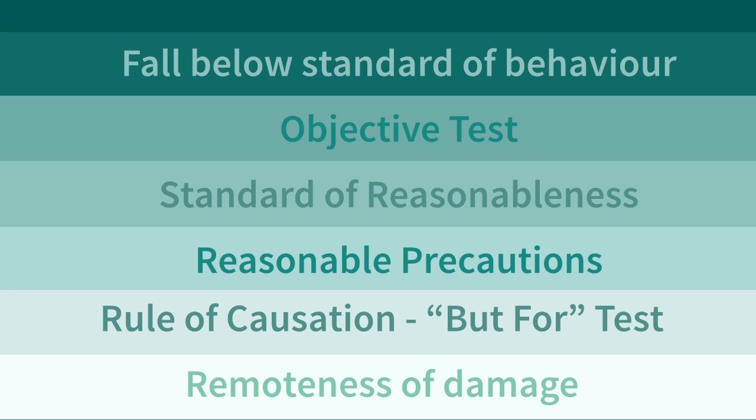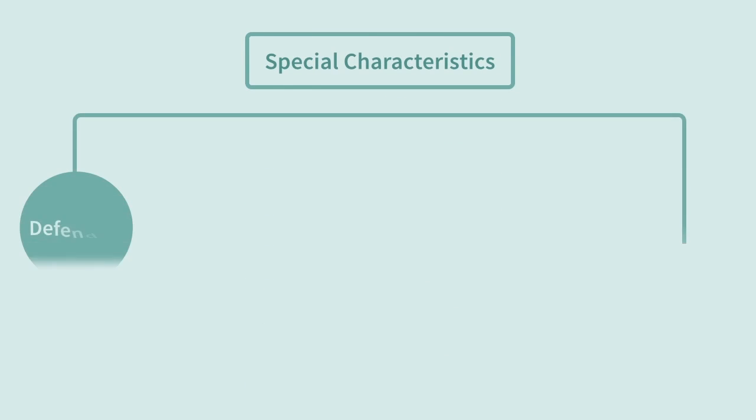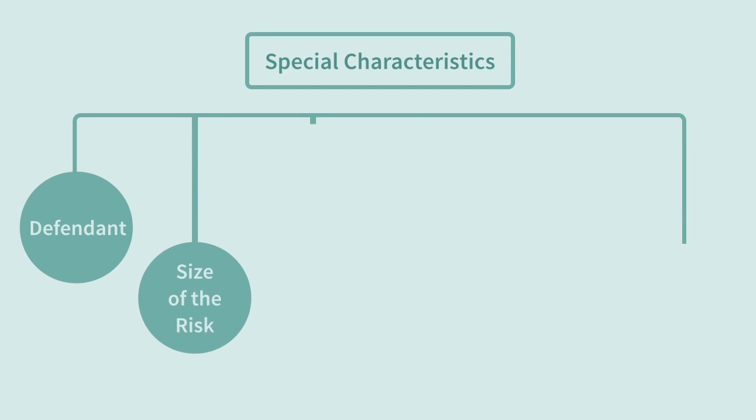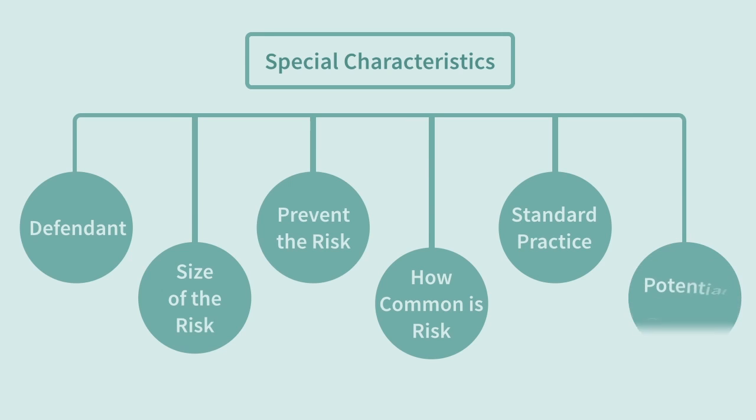In deciding on the standard to be expected, the courts weigh up a number of factors: special characteristics of the defendant, the size of the risk, how far it was practical to prevent the risk, how common the risk is, what the standard practice is in the relevant field, how obvious the risk is, and potential benefits to society from the activity that caused the risk.